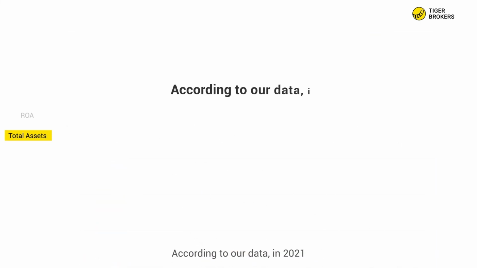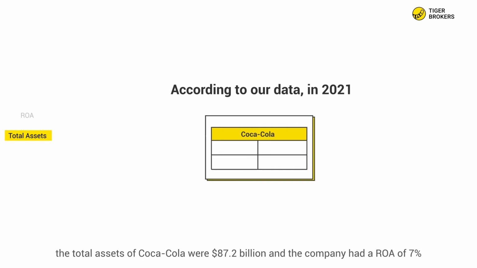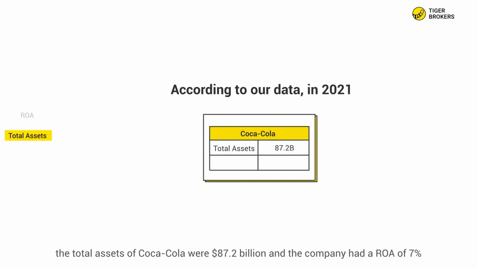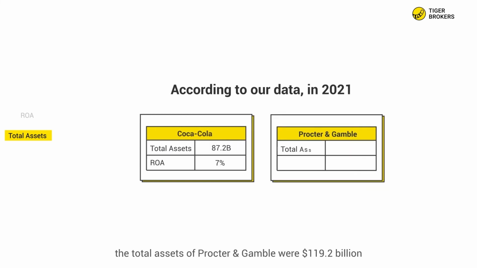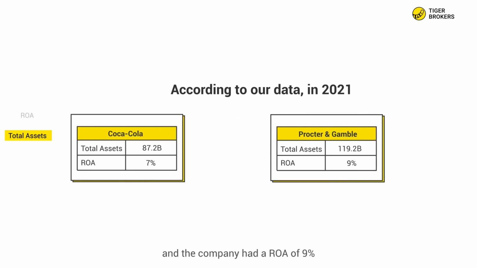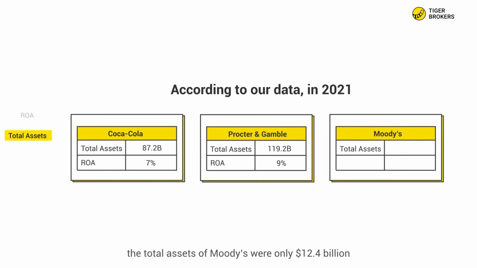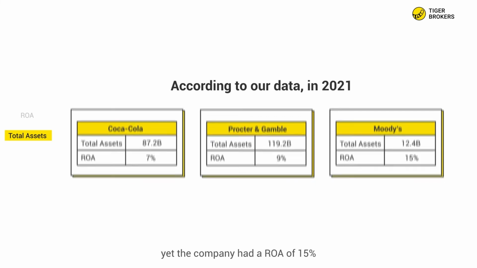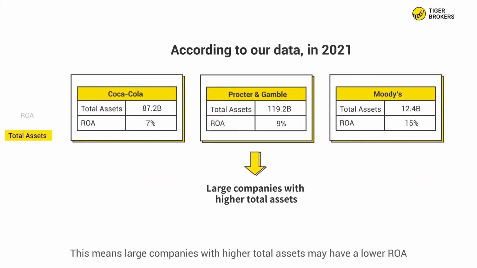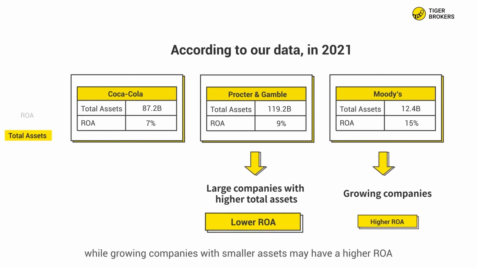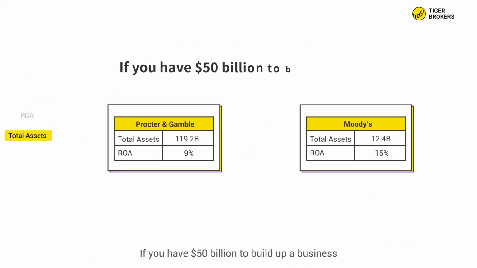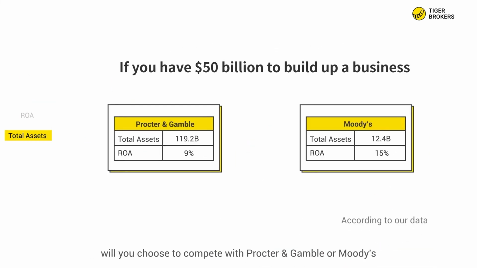For example, according to our data, in 2021, the total assets of Coca-Cola were $87.2 billion, and the company had a ROA of 7%. The total assets of Procter & Gamble were $119.2 billion, and the company had a ROA of 9%. The total assets of Moody's were only $12.4 billion, yet the company had a ROA of 15%.